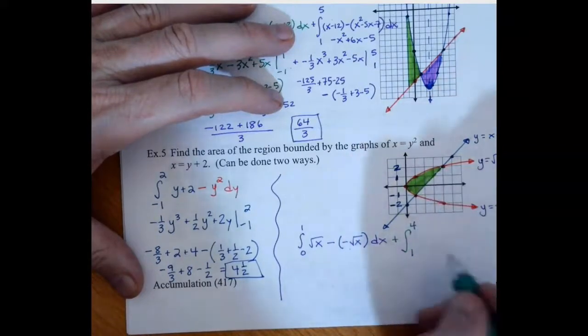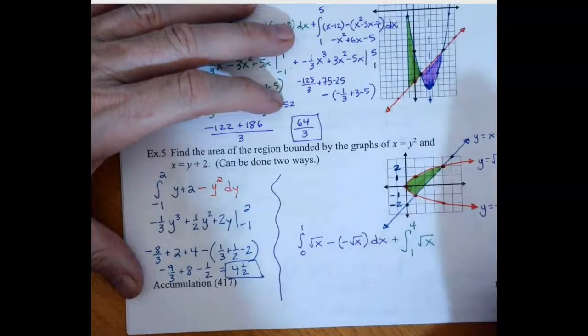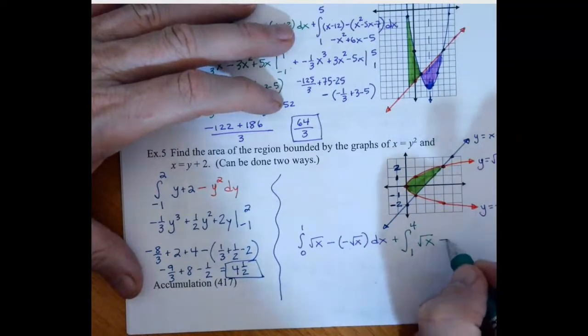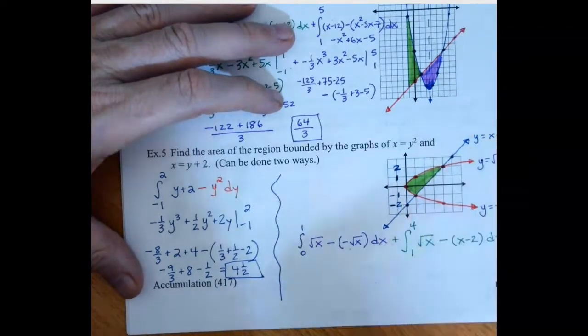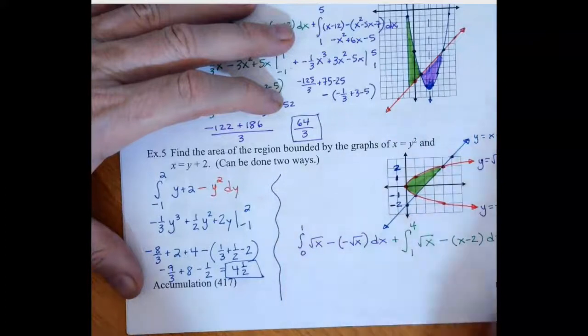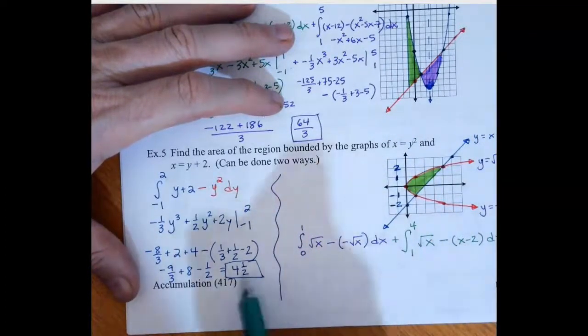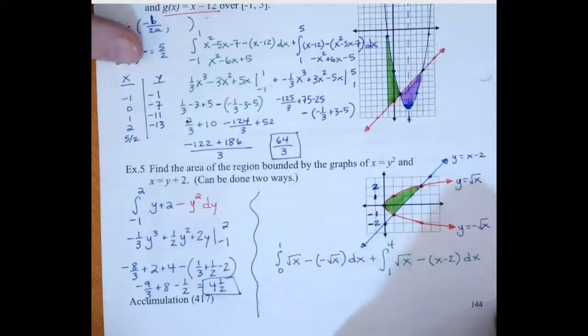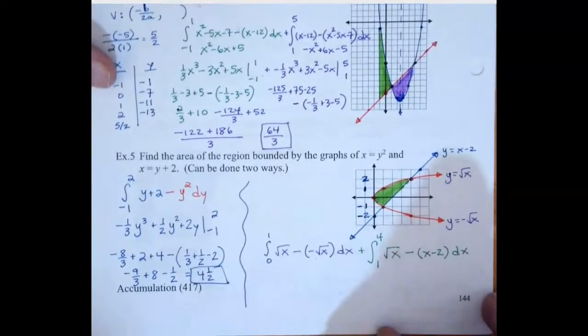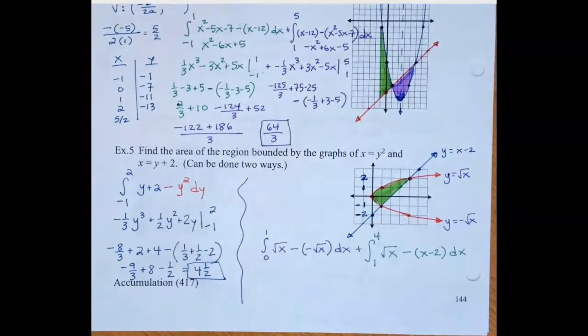Okay, so we would have that, and then starting at 1 over here to 4, we still have the parabola on top, so that would be the square root of x, but now the bottom would be the line, and so we would subtract, and we switch those to x. If you could do this, you should get 4.5 also. So you see that's kind of a lot more work. That was off the screen a little bit there. That's awkward. Okay. Any questions on any of that?